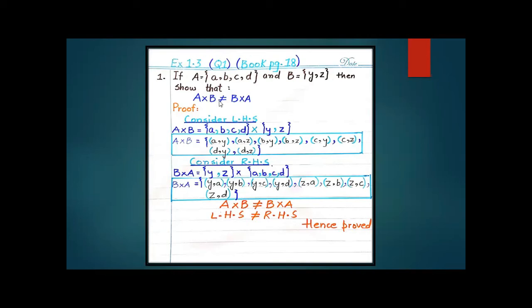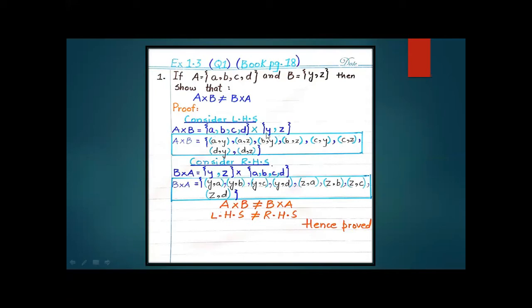Here, because this is a show-that question, a proof question, we don't write the heading of solution; we will write the heading of proof. So first we will solve the left hand side, then we will solve the right hand side. Left hand side: first start with the left hand side. Cartesian product is A multiplied by B. So first we'll write the elements of set A, that is a, b, c, d.